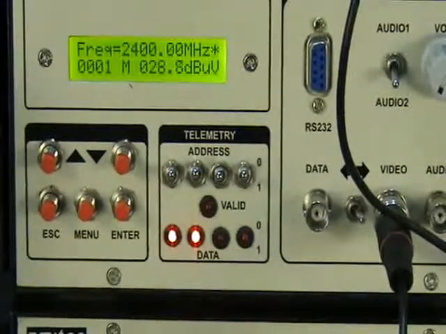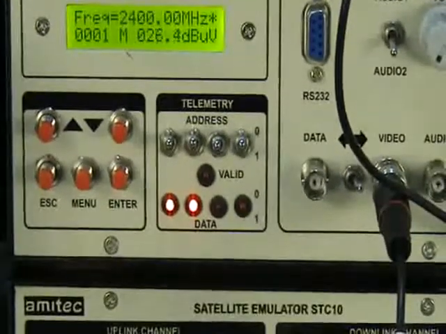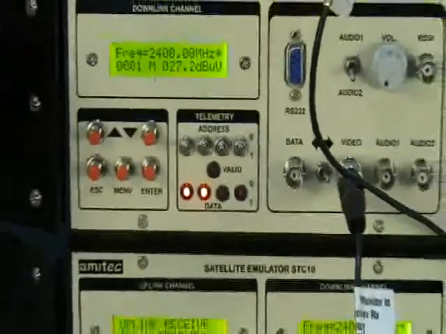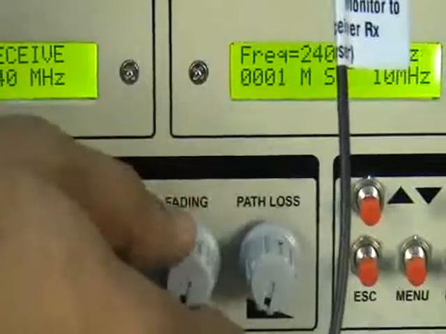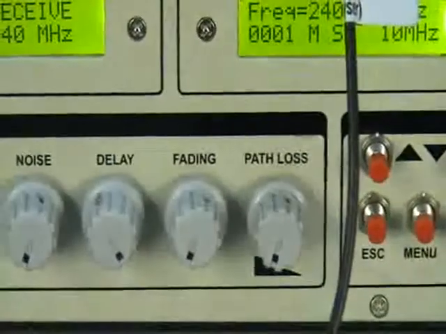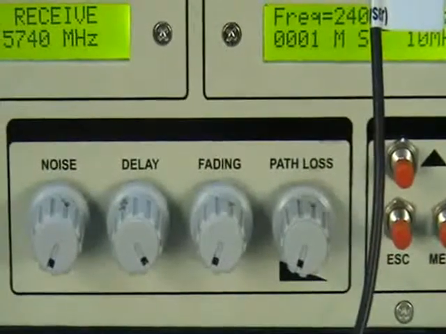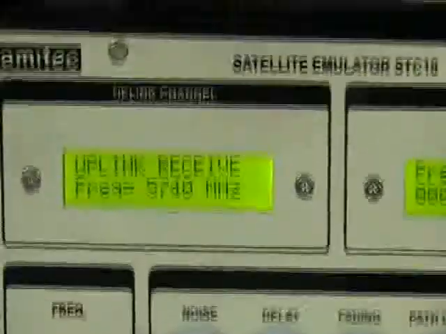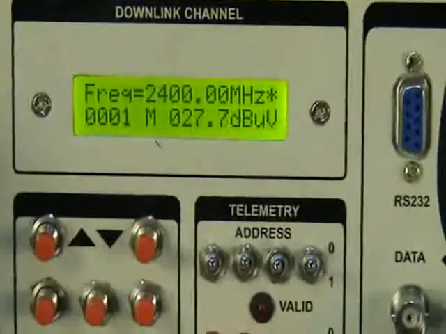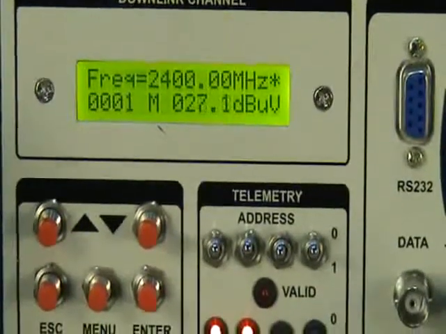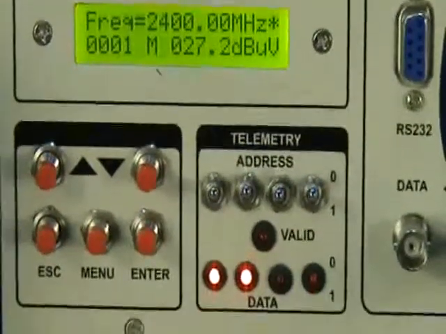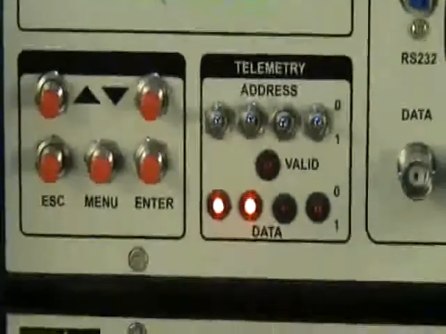So 27 minus 17, this is the carrier to noise ratio at this instance when the path loss pot has been turned fully anti-clockwise. So depending upon the carrier level, the noise floor will not change because that is the limit of the receiver, and with the change in carrier level, the carrier to noise ratio will change.